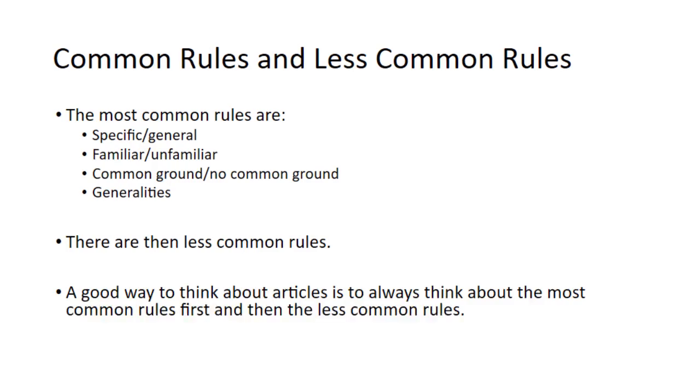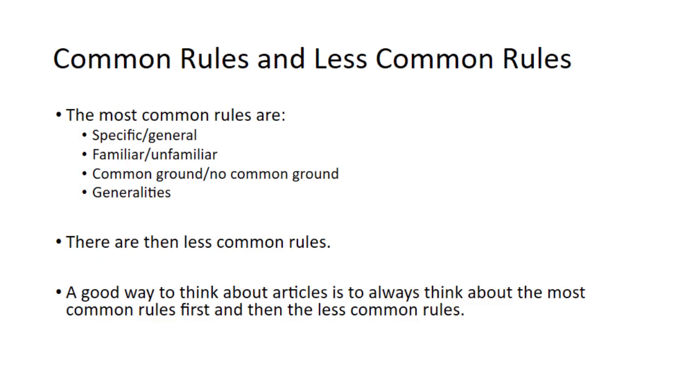A good way to think about articles is to always think about the most common rules first, and then the less common rules. So think about the 4 common rules first, and they will look after most of your article problems. Then if that doesn't cover it, then you could think about the less common rules.